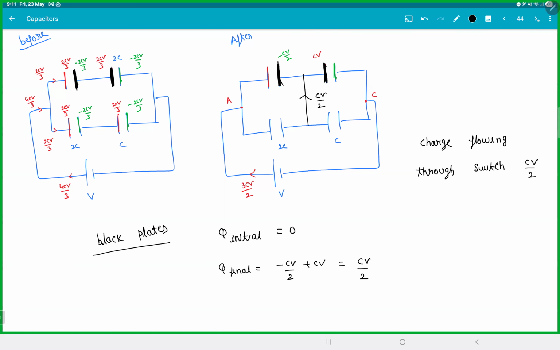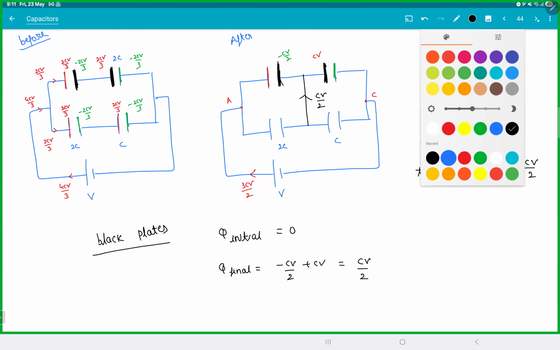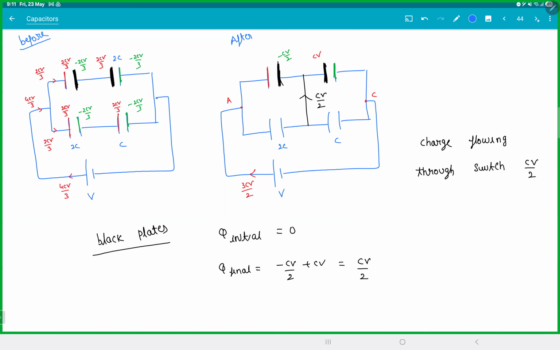We still have a question, heat produced. How do we do that? Charge total is not the same. What are you talking about? Initially it was 4CV by 3, now it's 3CV by 2. Charge total coming out means flowing through the whole circuit. But it is coming back to the battery. What is the problem?